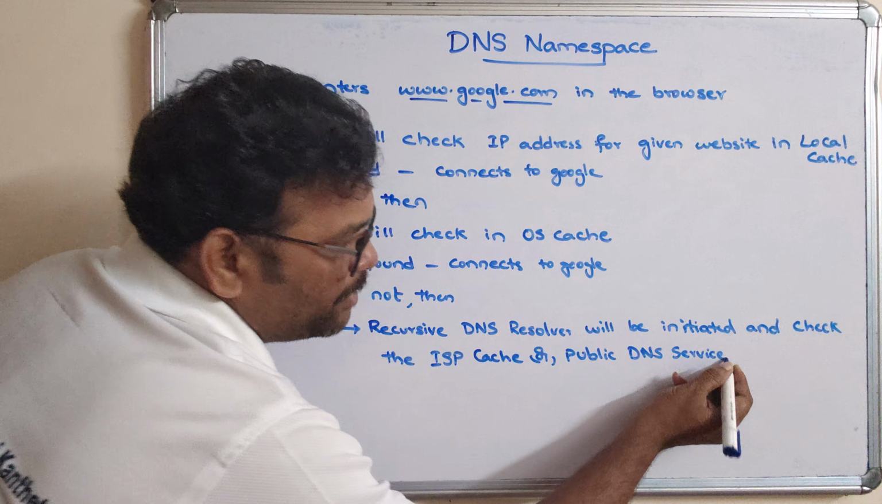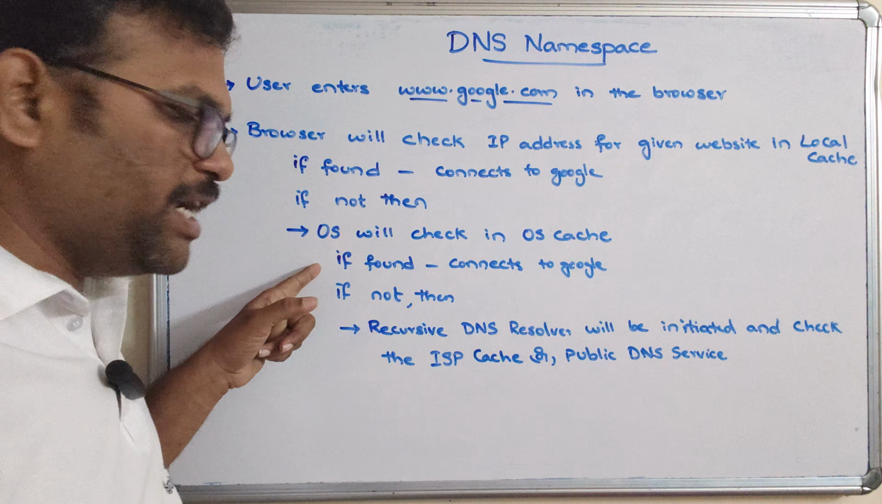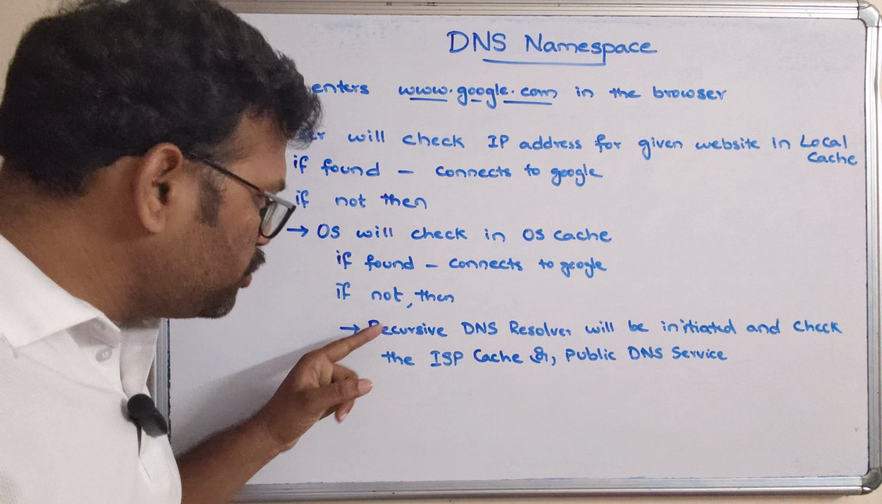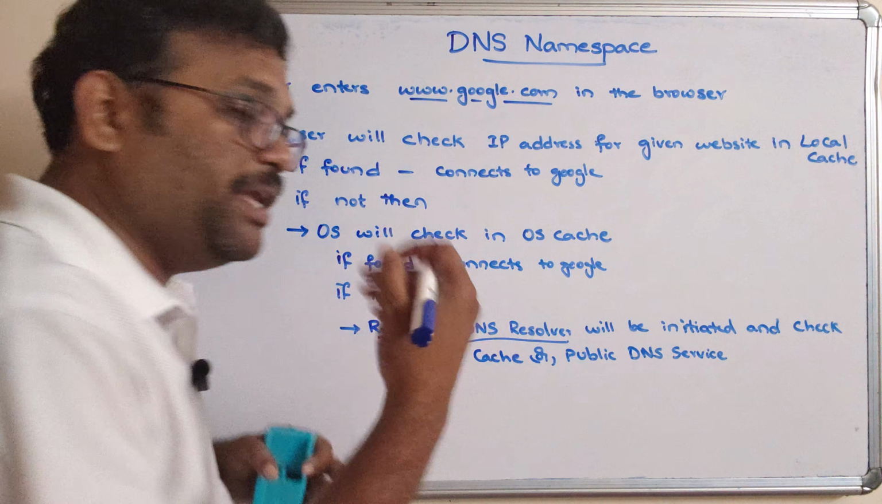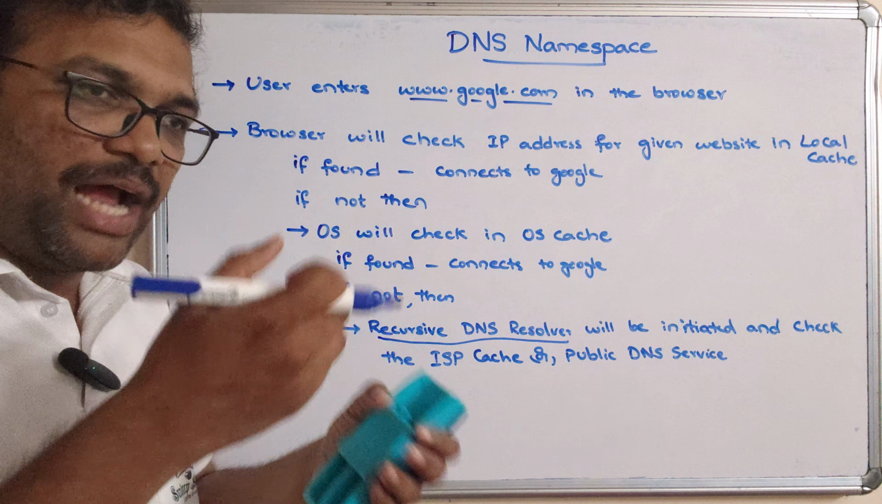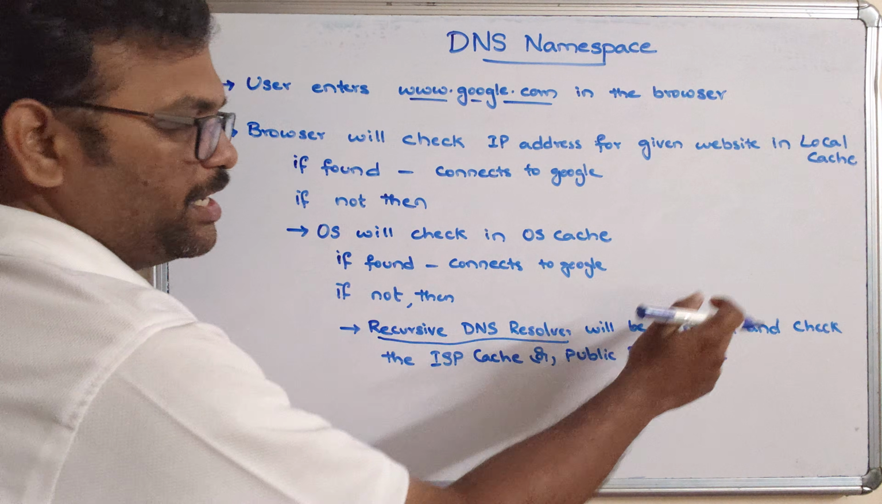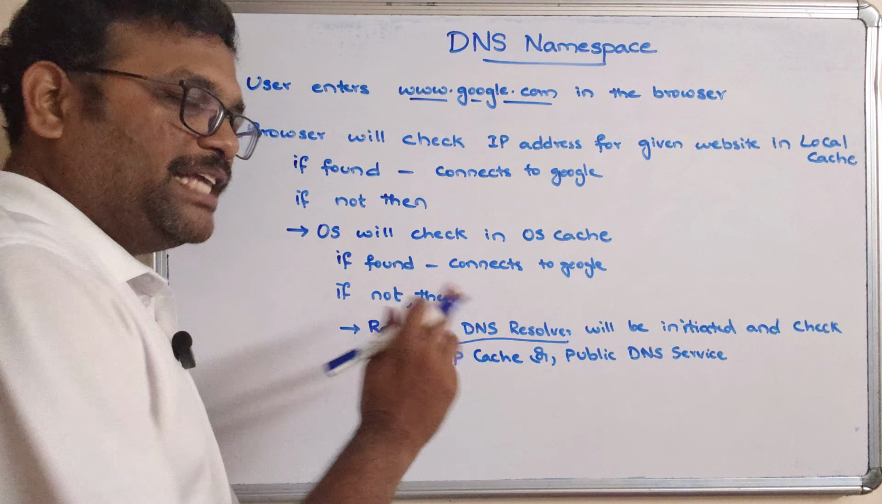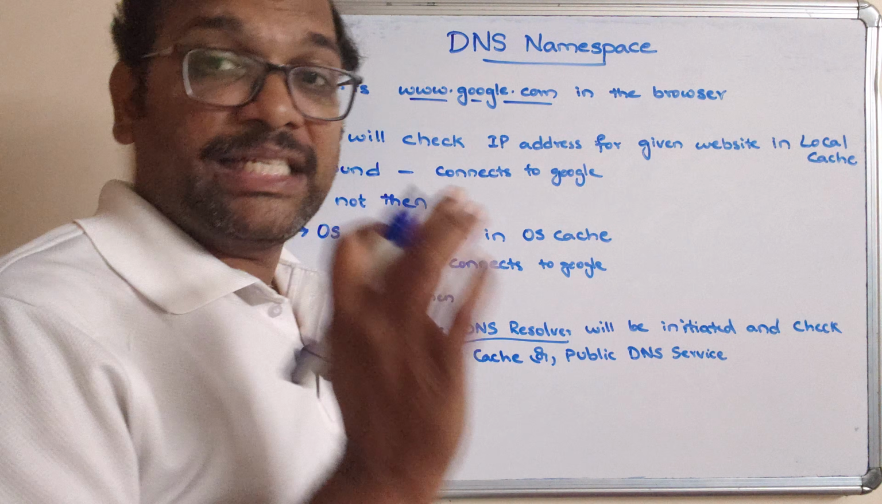Okay, public domain name service. If the OS also does not have this website's IP address, the recursive DNS resolver will be initiated. Recursive means it will keep on calling until it gets the IP address. It checks the ISP cache, that means internet service provider, or it will check with the public DNS service.